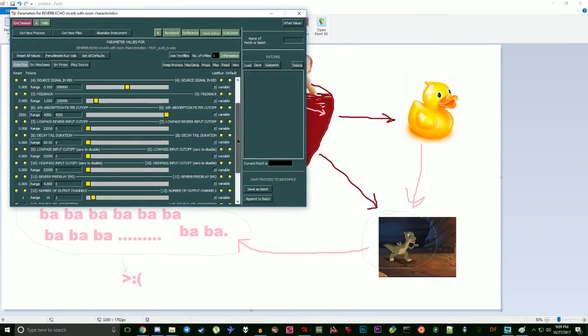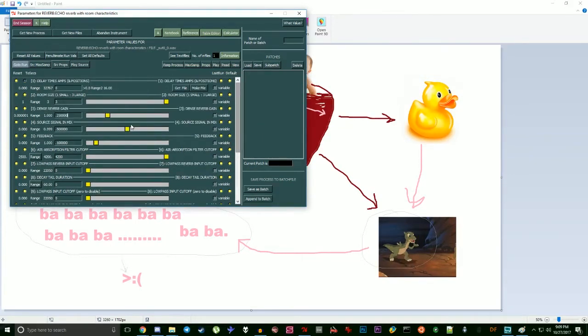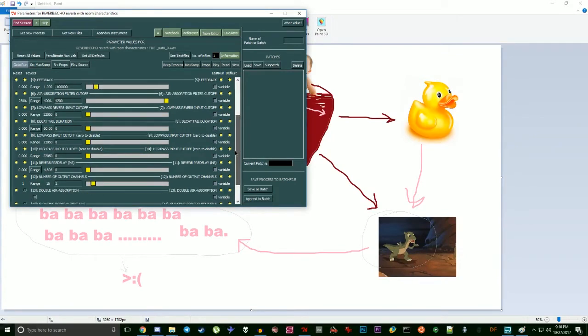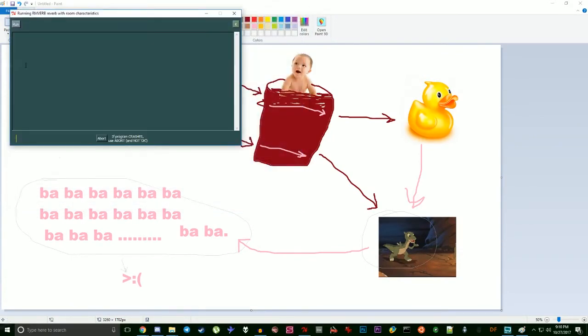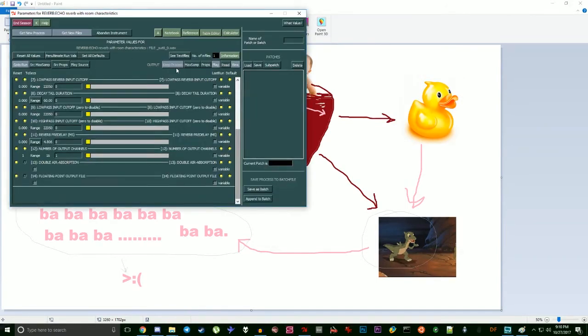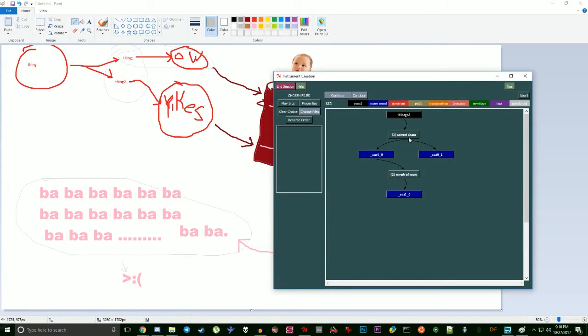I'm looking at this and what I'm trying to think to myself is, what the heck do any of these numbers mean? And I don't exactly know, but yeah, I have nothing. Okay, so I'm gonna go ahead and run this. I don't know what it's gonna sound like. I'm not gonna listen to what it sounds like, because that's just pointless. Okay, so we turned thing one into ow. This is our ow now.